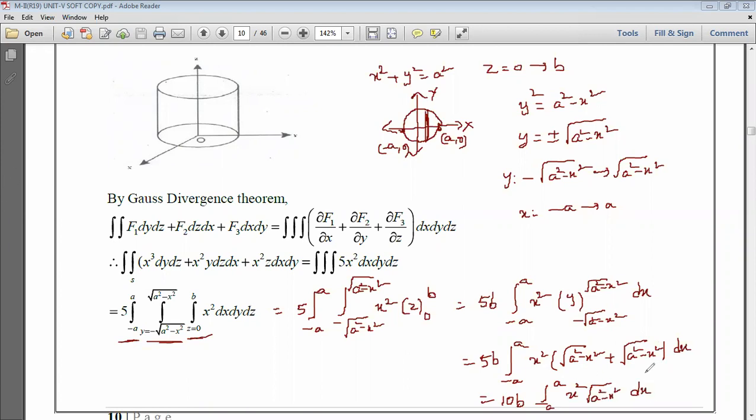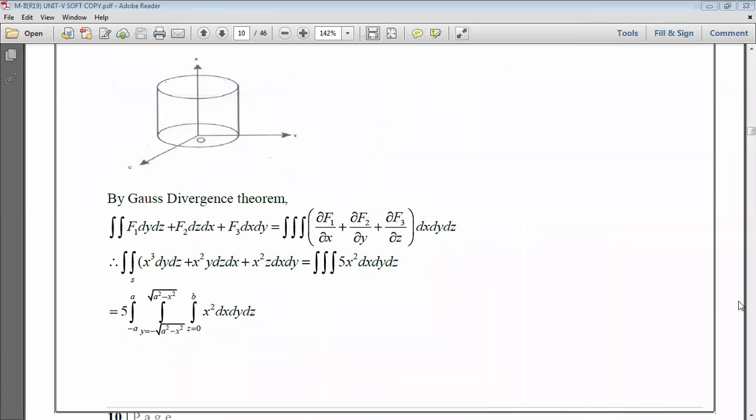Okay. Now we have to choose x is equal to a sine theta, and then we need to convert. Before that, you can simplify easily. For getting this, simply this is an even function. So for that, simply we can write 10b into 2 into integral 0 to a x square into square root of a square minus x square dx. So this is an even function. So that is 20b into, and then x is equal to a sine theta, and then simply you can simplify this one. That simplification we'll see here.